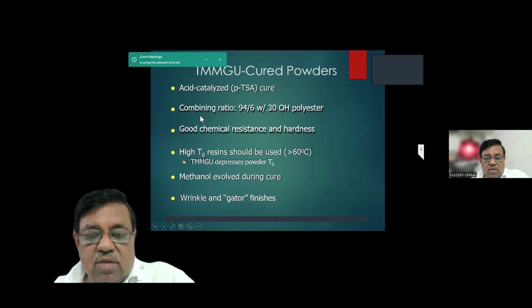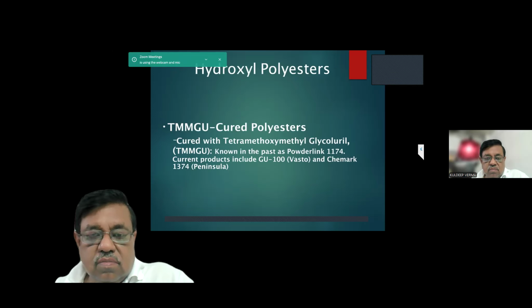Acid catalyst. This is another chemistry, but not very popular in India. Tetramethoxymethyl glycoluril. This is Powderlink 1174 and cured with GU100 from Vostok.